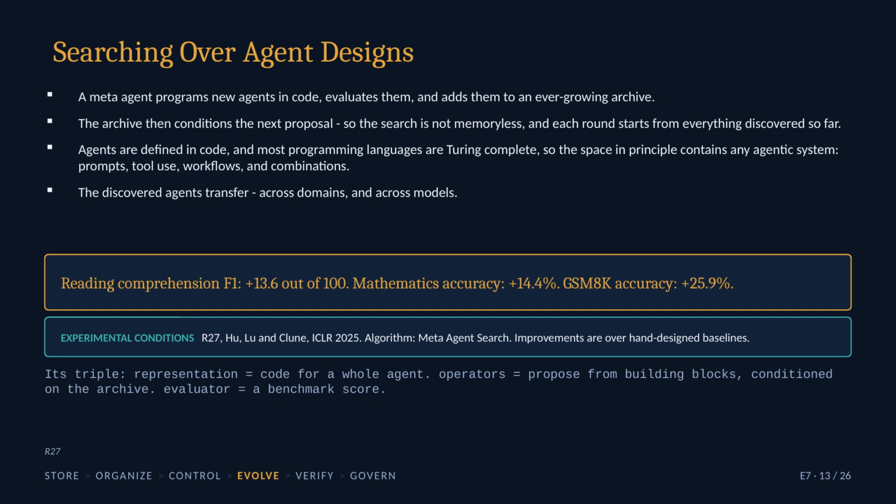Because agents are defined in code, and most programming languages are Turing complete, the space in principle contains any agentic system at all. Reported: 13.6 F1 points on reading comprehension, 14.4% on mathematics, 25.9 on GSM8K. And the discovered agents transfer, across domains and across models, which is the claim I find hardest to dismiss.